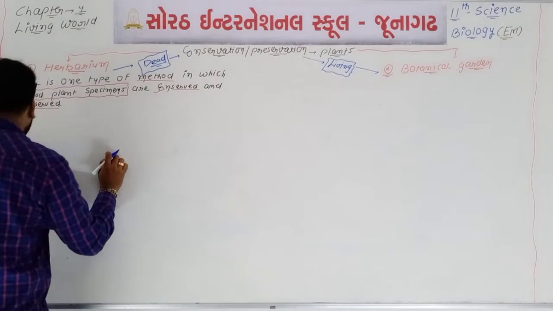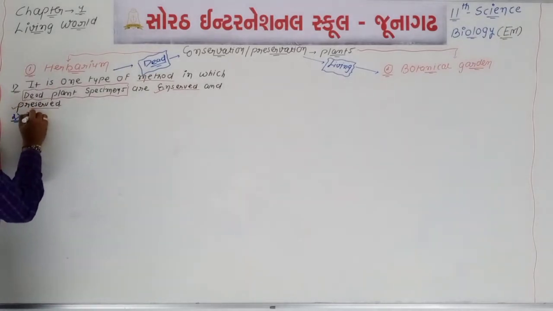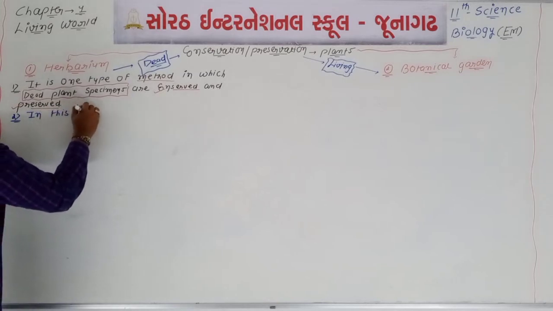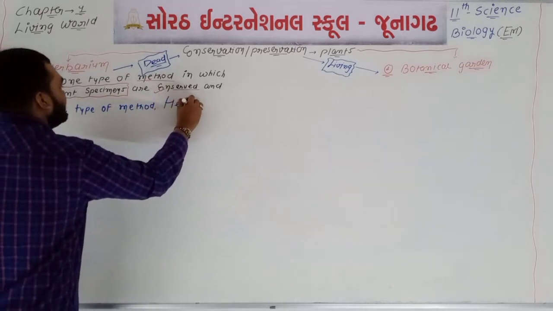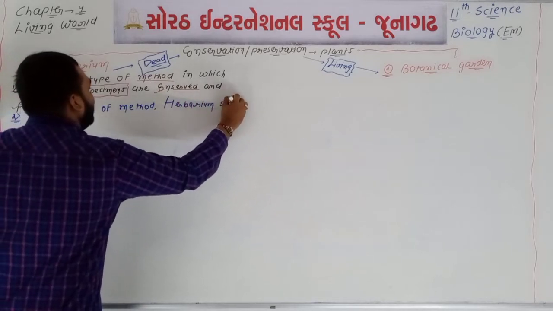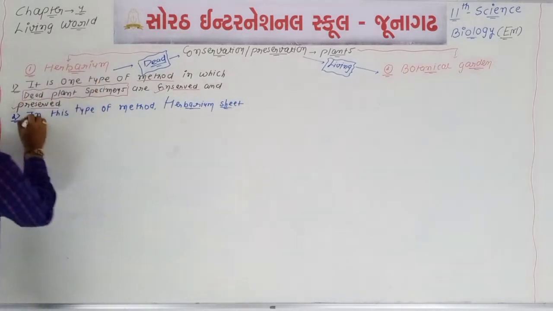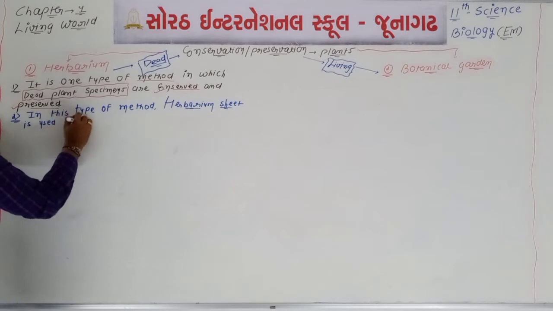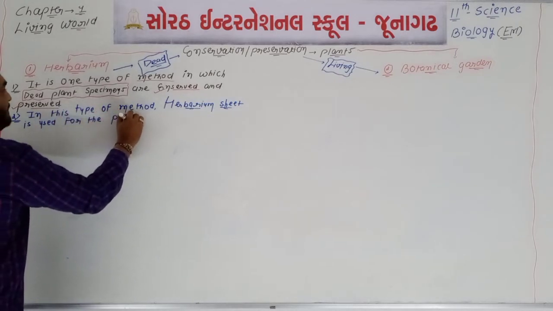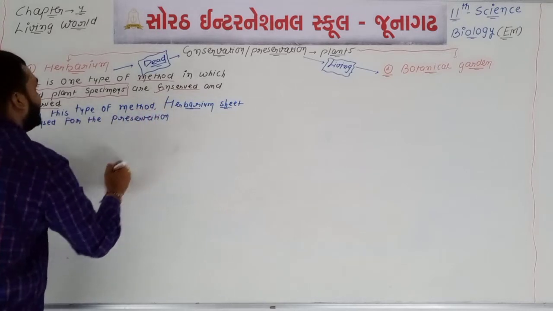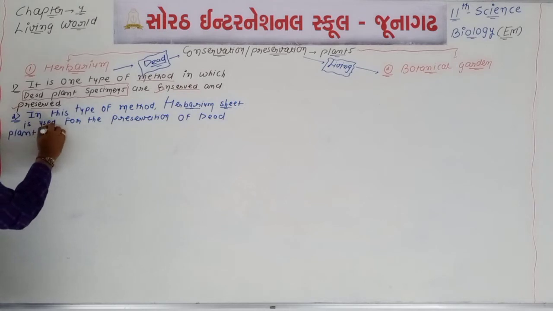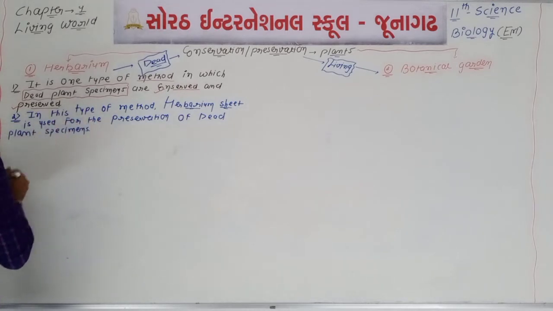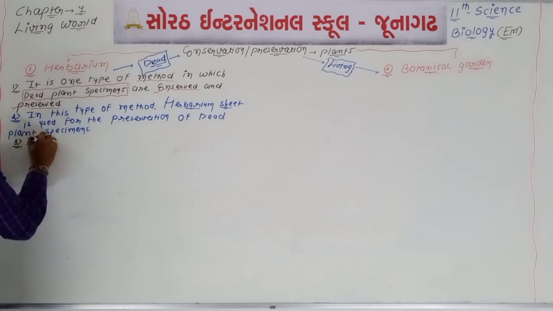So point number 1 is completed. We can say that point number 2, in herbarium, or in this type of method, herbarium sheet is used for the preservation of dead plant specimens.